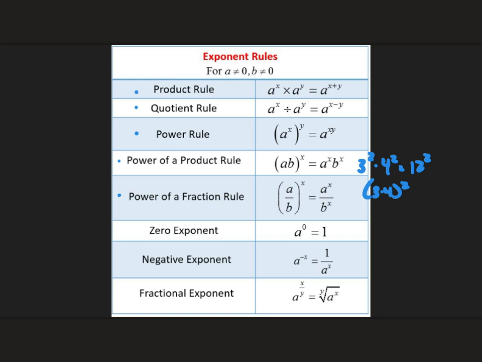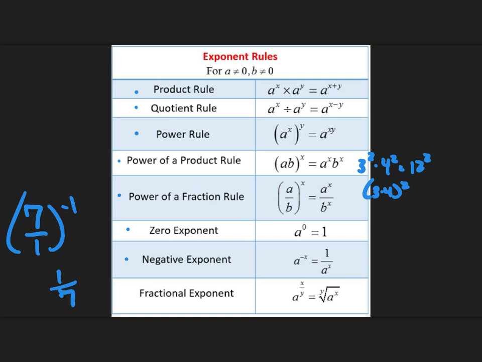Any number except 0 to the 0 power is 1. Negative exponent: any exponent with a negative goes across the fraction line. How do we know? If I have 7 over 1 and I raise it to a negative exponent, it becomes its inverse, or reciprocal. It becomes 1 over 7.